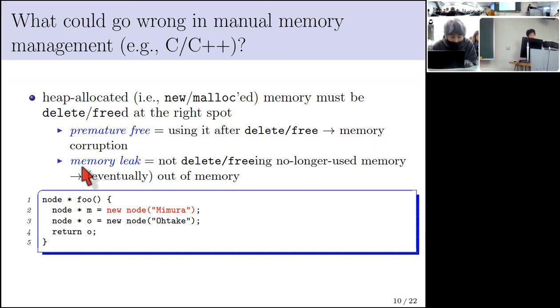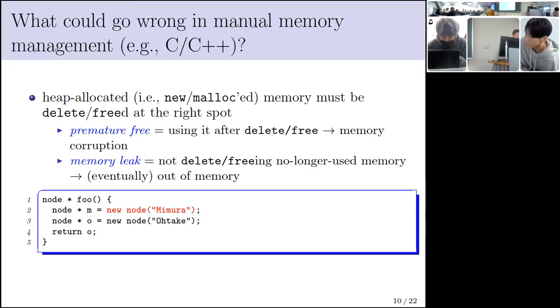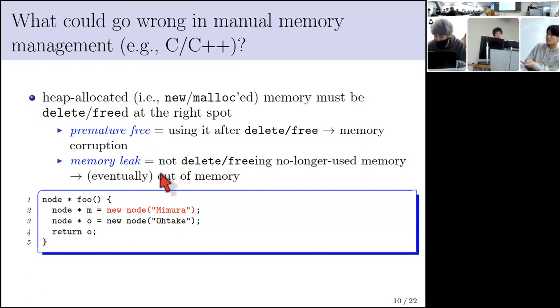Another disaster which may happen is called a memory leak, which happens when you do not delete or free memory blocks that are no longer used. It doesn't necessarily manifest as a problem immediately, but if you do this for a large chunk of memory and for many blocks of memory, then it eventually results in out of memory. So your program is using lots of memory that is in fact not necessary.